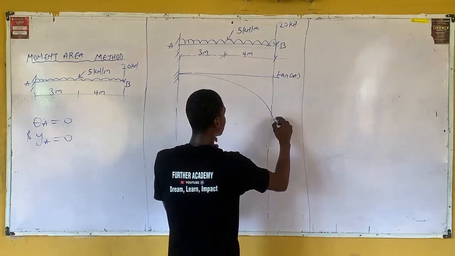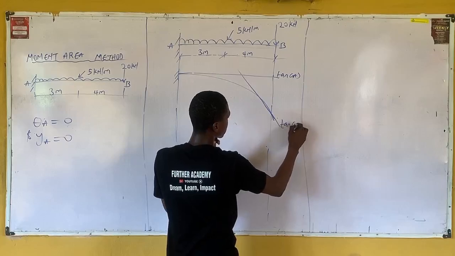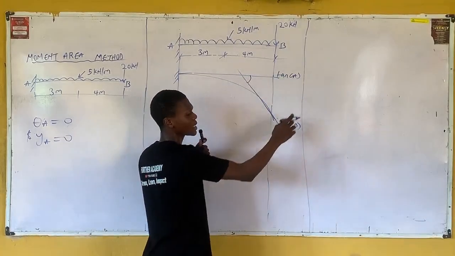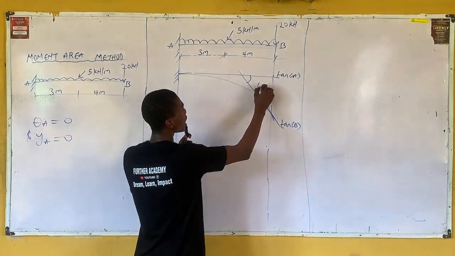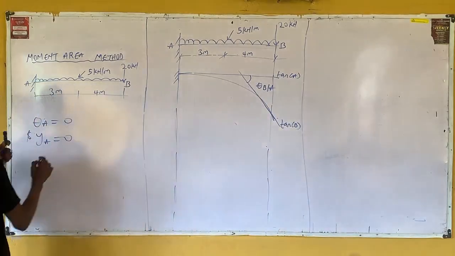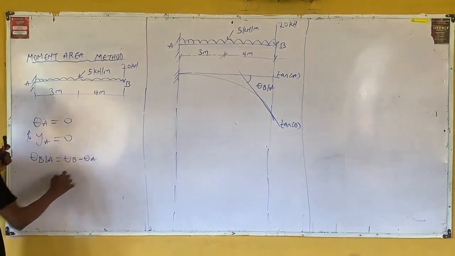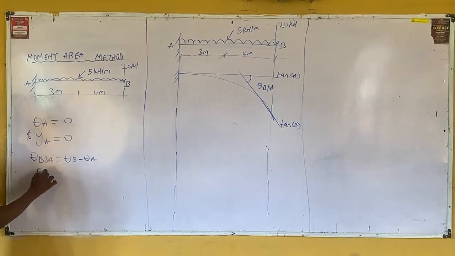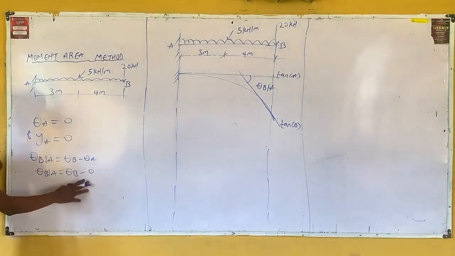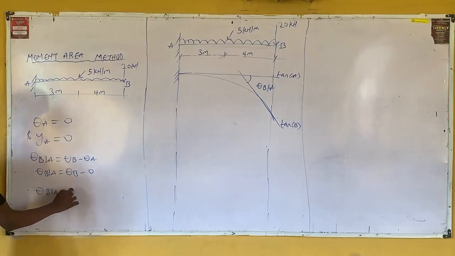Let's draw the tangent at B. Drawing the tangent at B, this is what you have. This is the tangent at B. An angle has been formed here between the tangent of A and the tangent of B. We call that angle theta B slash A, right? Mathematically, theta B slash A means theta B minus theta A. Substitute the value of theta A, meaning theta B slash A is equal to theta B minus 0. Why is it 0? Slope at A equals 0. Therefore, theta B slash A is equal to theta B.